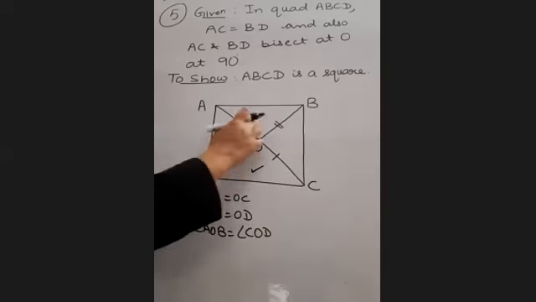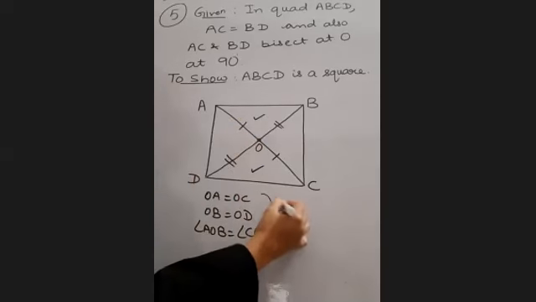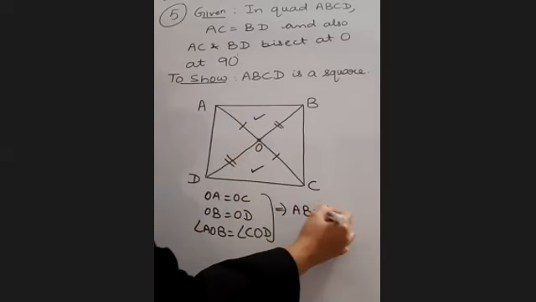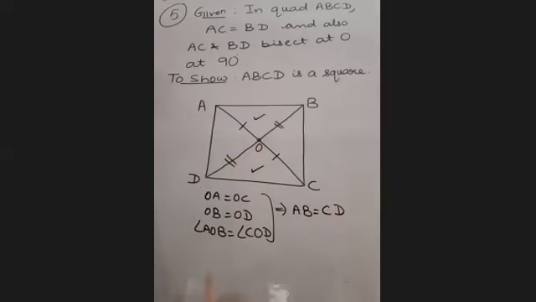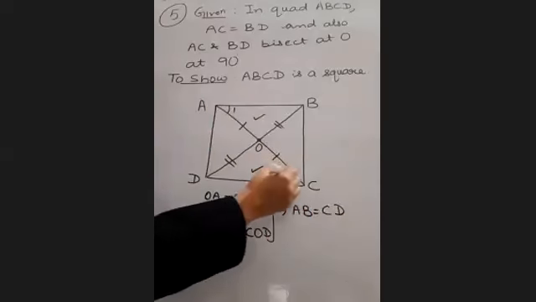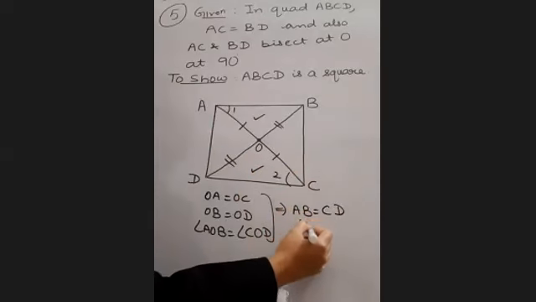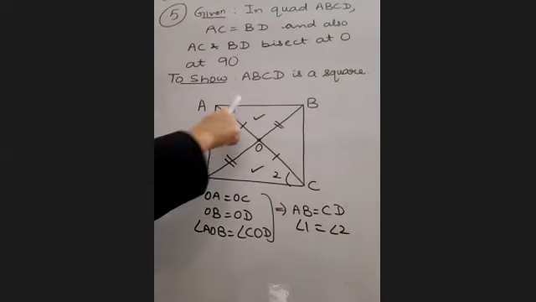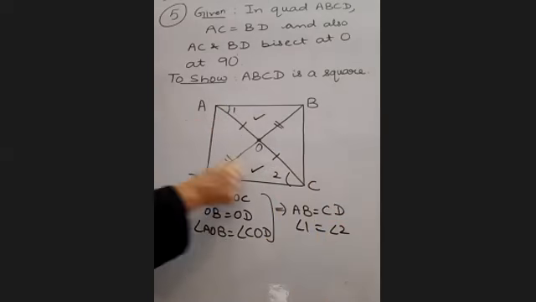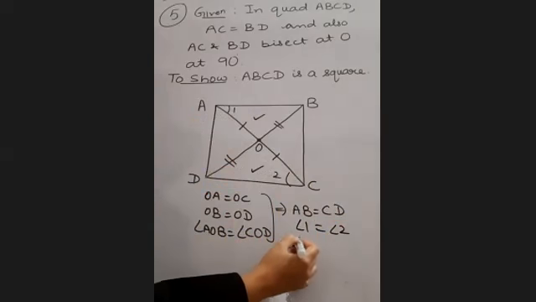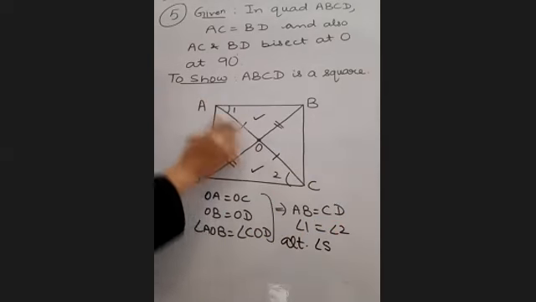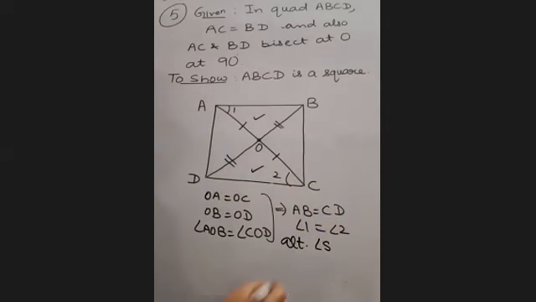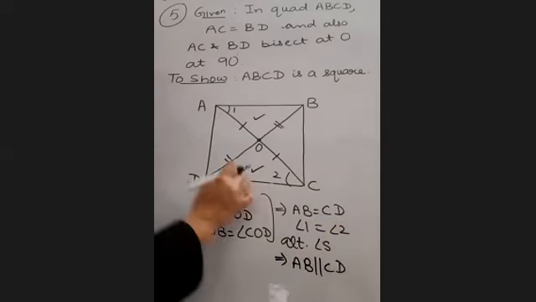So these two triangles are congruent means AB is equal to CD, by CPCT. Also, angle 1 is equal to angle 2, CPCT. है ना? AB equal to CD आ गया और angle 1 equal angle 2. Now, angle 1 and angle 2 are alternate angles. And whenever alternate angles are equal, lines must be parallel. So we get AB parallel to CD.